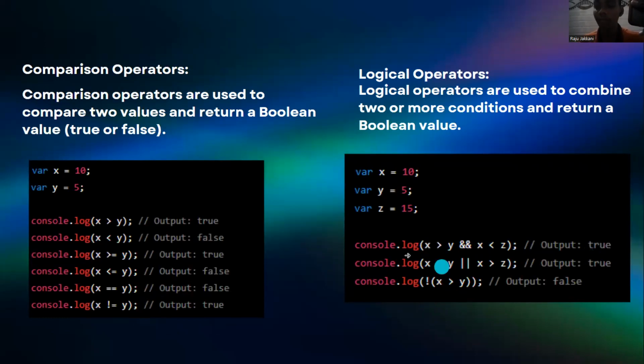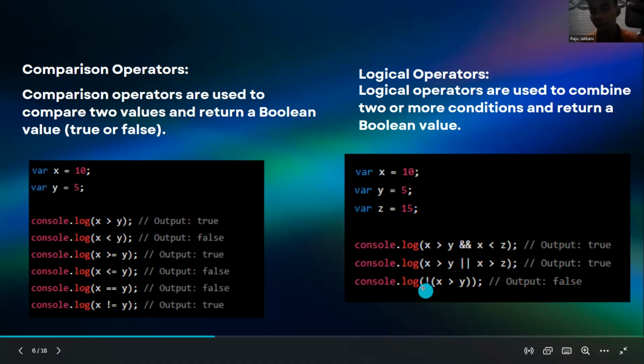In a logical OR operator, if any one value is true, we will get true. Else we will get false as the output. In logical NOT operator, if it is not equal to true, then we will get false.